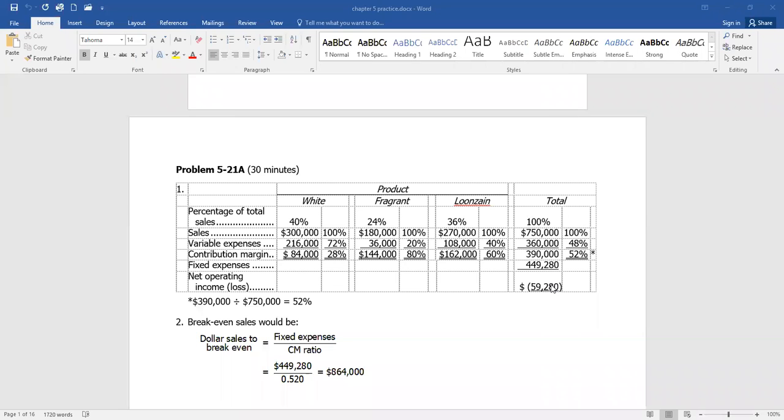Assume that actual sales for the month are $750,000, as we see above. Actual sales by product are white 300, fragrant 180, and Lunzane at 270.